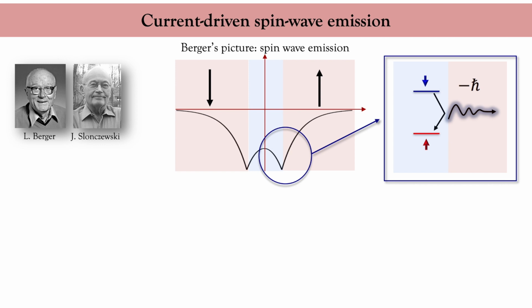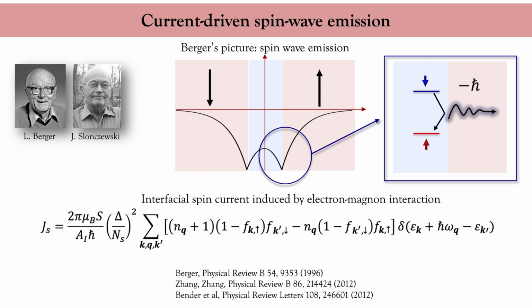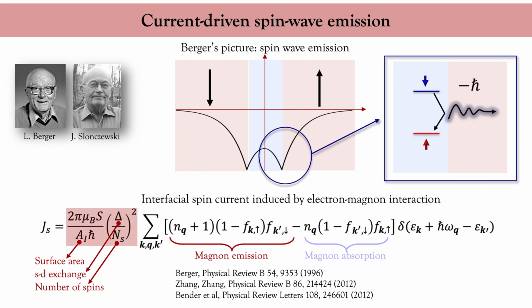At the interface between the spacer and the ferromagnet, one can define an Ohm's law that connects the interfacial spin current with the magnon density and electron spin accumulation. One can derive this expression using Fermi's golden rule as done by Zhang and Bender. The interfacial spin current is proportional to the square of the sd exchange and involves both magnon emission and magnon absorption, while ensuring the energy conservation.